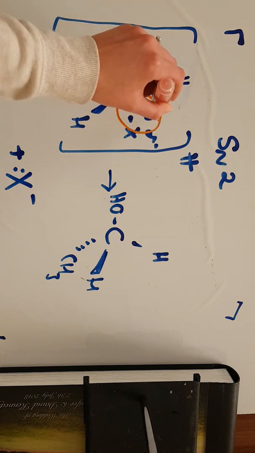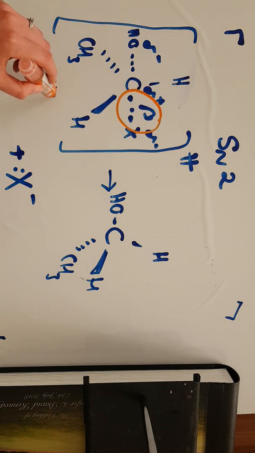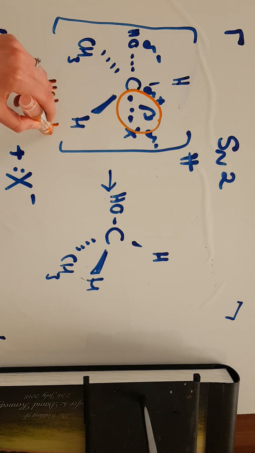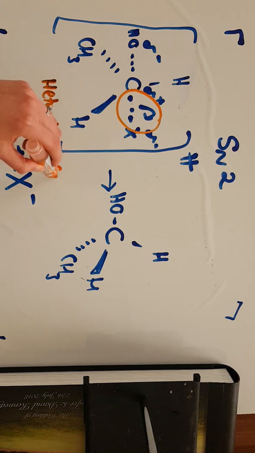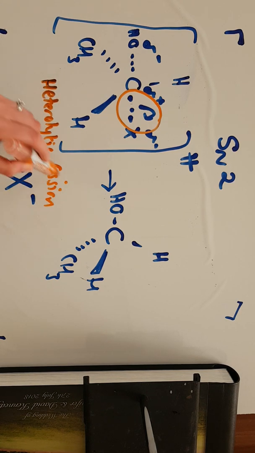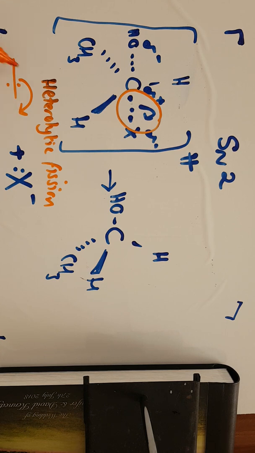breaking of this bond. We can call this heterolytic fission. Fission just meaning breaking, and heterolytic meaning that both electrons in that covalent bond are going to one side. Okay, so we're not homolytic like we have with the radicals, heterolytic to show both electrons going to one side.